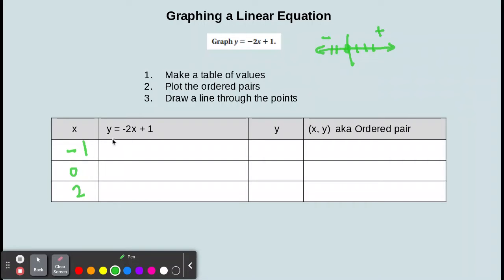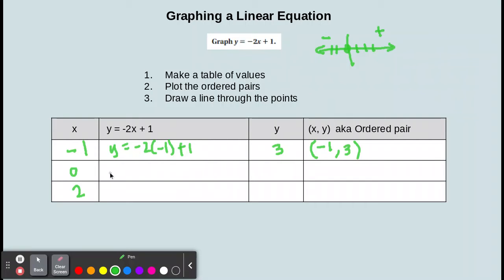If we plug that into this equation here, we find that y equals negative 2 times negative 1 plus 1. That means our y value is 3. And then our ordered pair, remember, is in the form of x comma y, so it becomes negative 1 comma 3. Negative 1 comma 3 is a point on the line that is created with this equation.